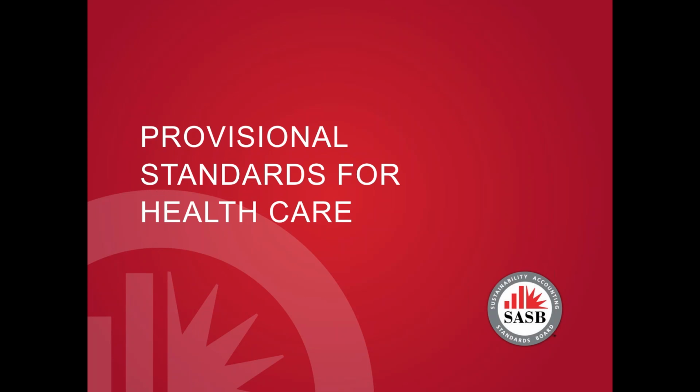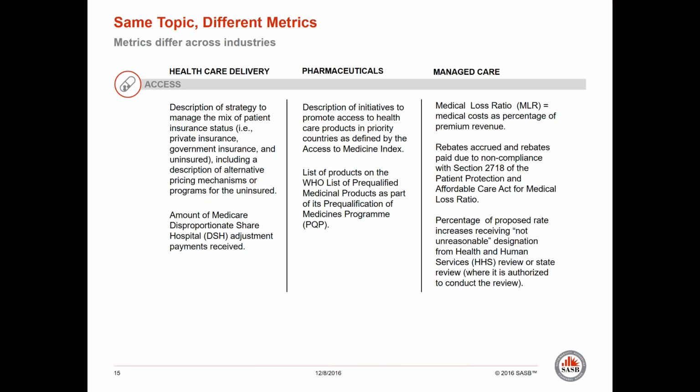Next, we're going to discuss some of the other results from the provisional standards and give some examples of the themes that we identified earlier. As I mentioned, the idea of access and affordability is one of those themes. And of course, that issue and the associated metrics play out slightly differently across different industries.